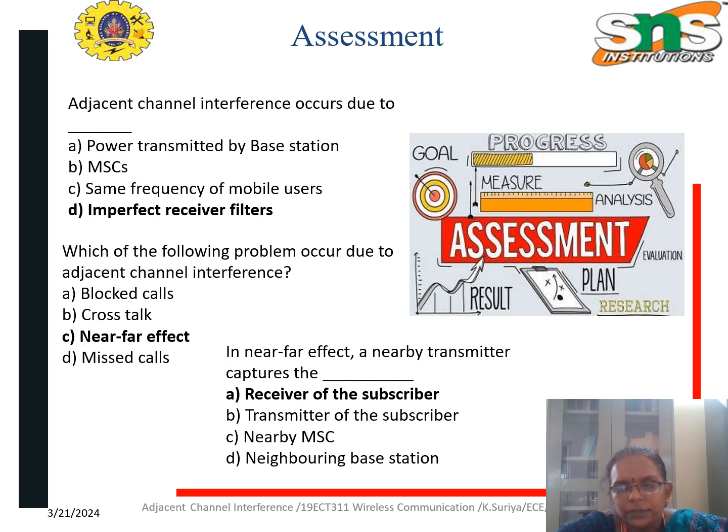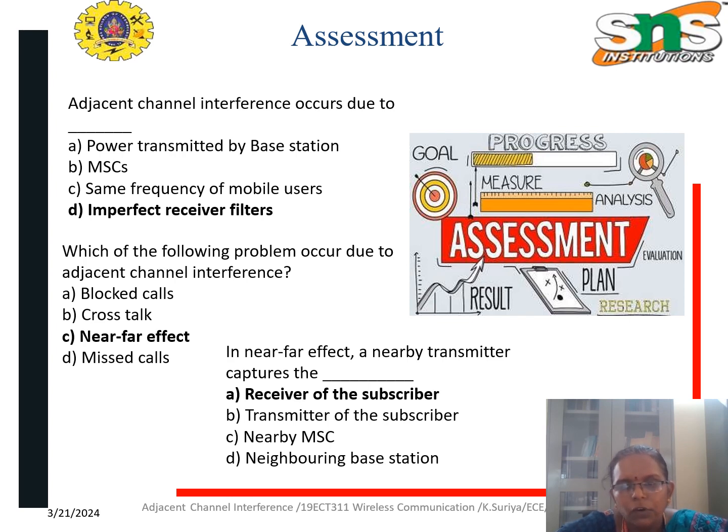Adjacent channel interference occurs due to: the options are A. Power transmitted by the base station, B. MSC, which is nothing but mobile switching center, C. Same frequency of mobile users, and D. Imperfect receiver filters. Yes, the answer is imperfect receiver filters. These imperfect filters cause adjacent channel interference.